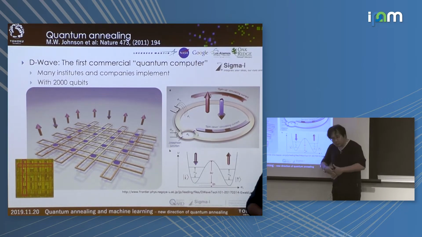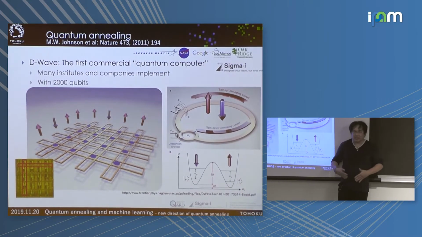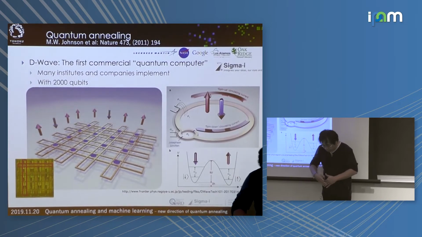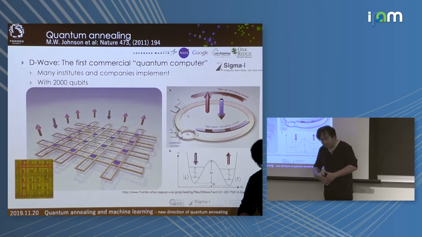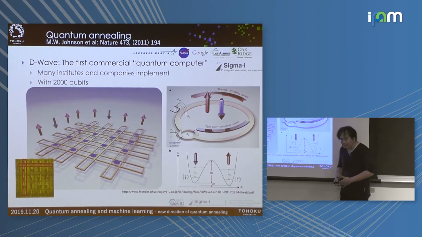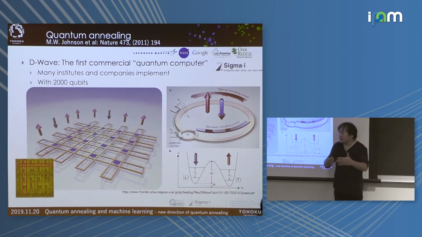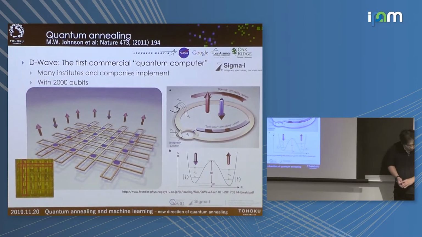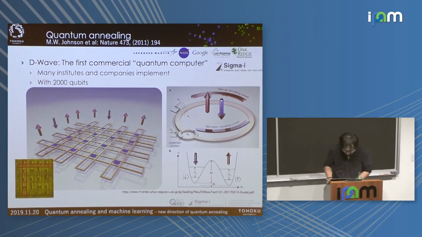But the limitation of the design of the hardware or circuit is some connectivity of the problems. So therefore, we have to embed the original problem into this sparse particular graph. So that is a bottleneck.